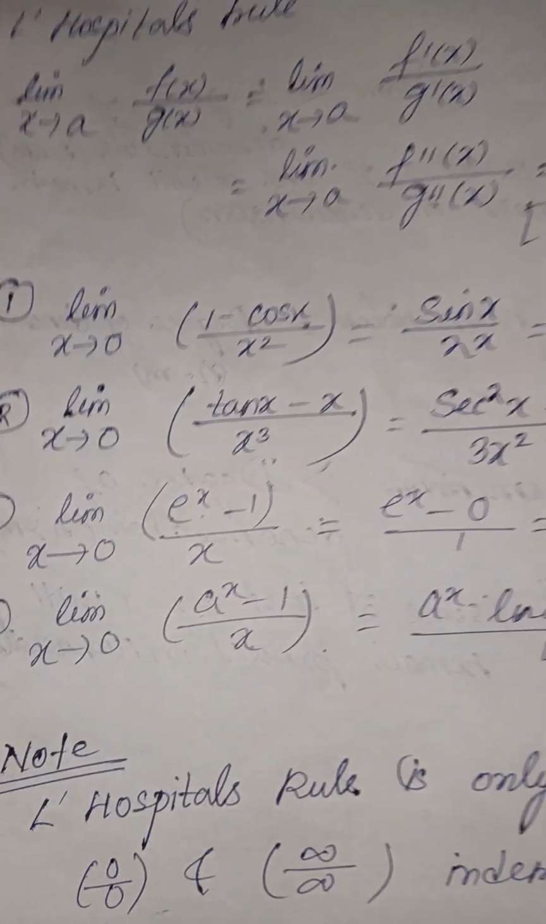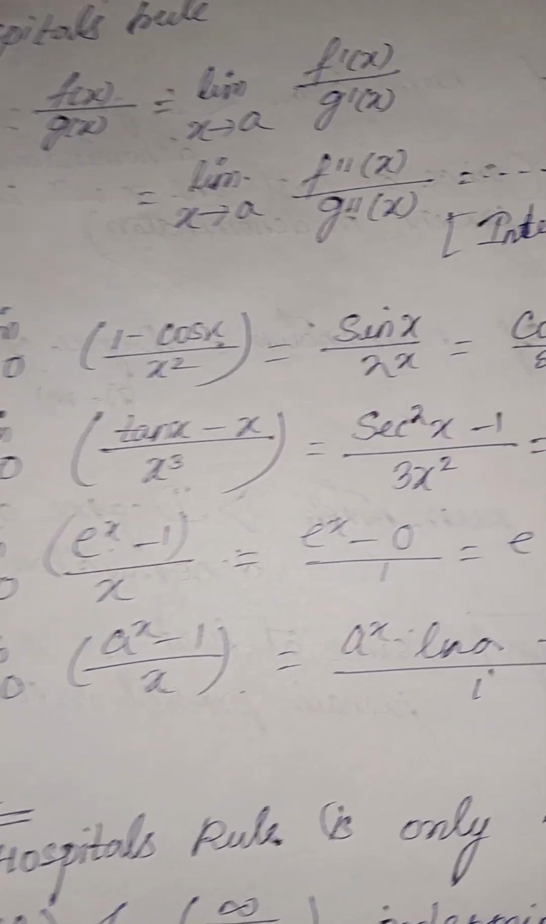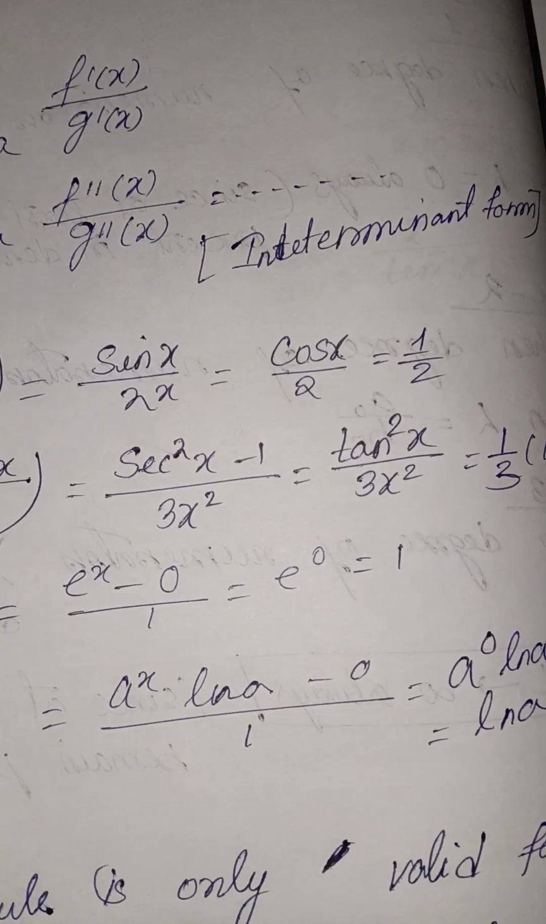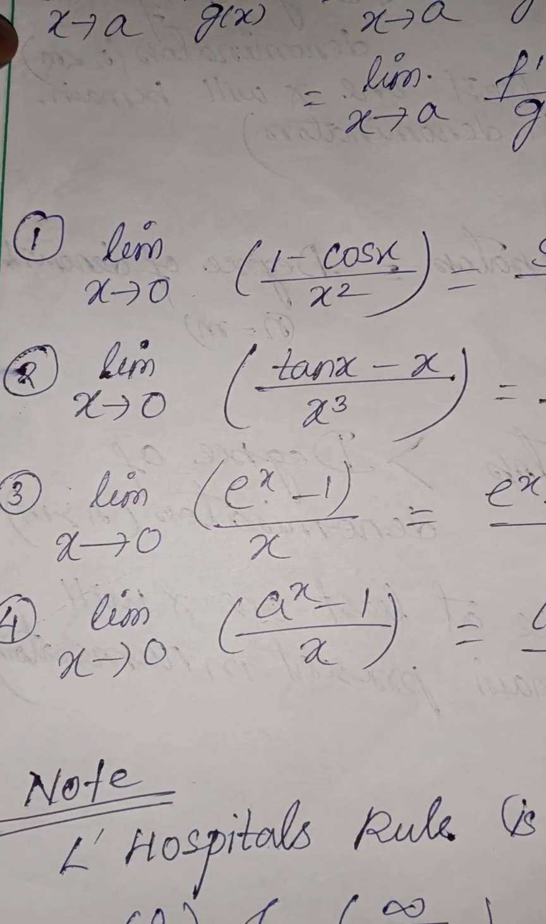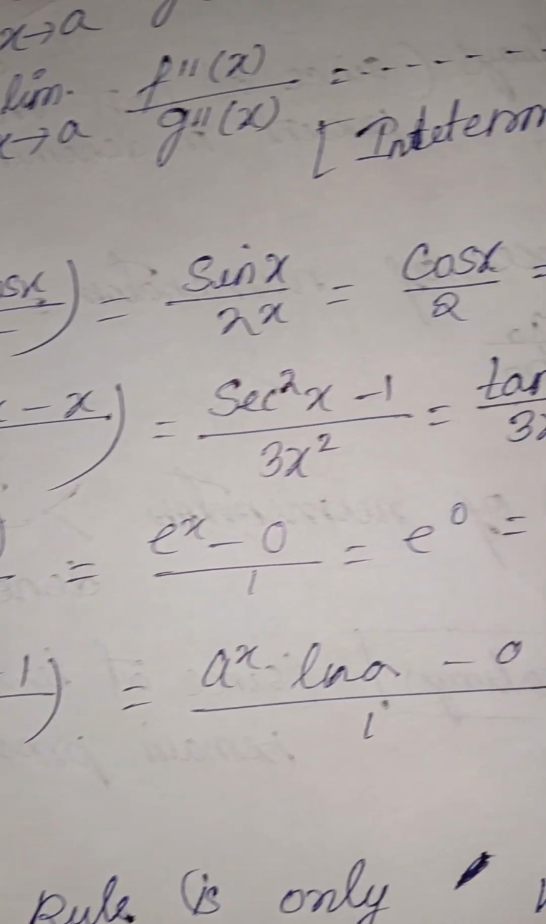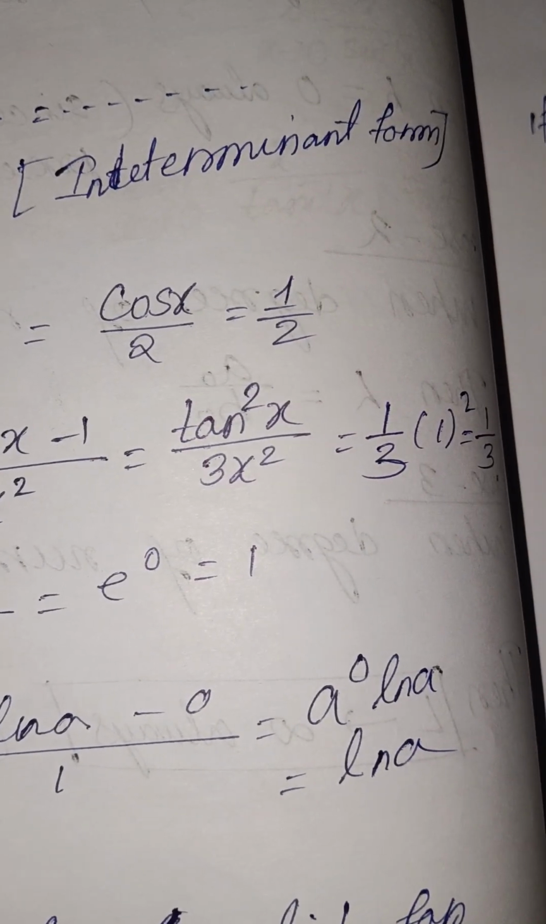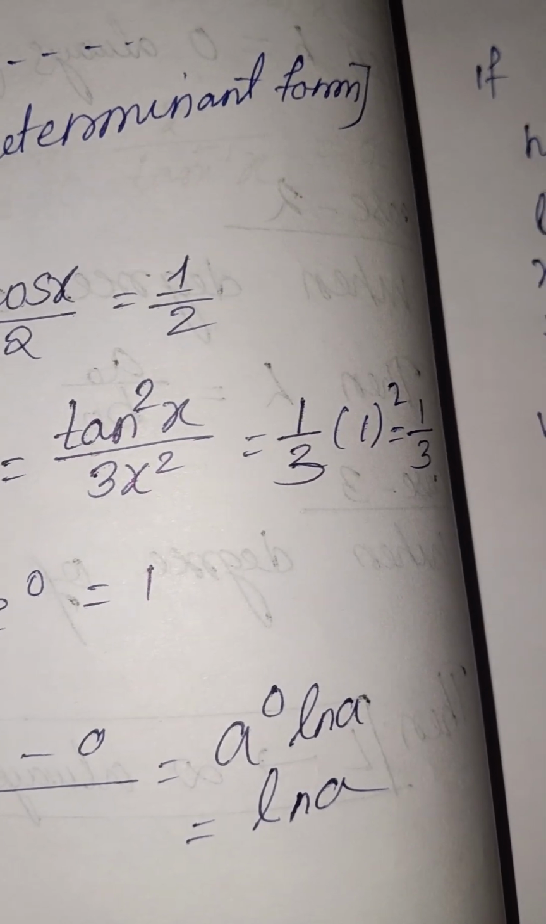Next, some formulas. Like limit x tends to 0, (1 minus cos x) by x square is equal to sin x by 2x is equal to cos x by 2, that is 1 by 2. Next, limit x tends to 0, (tan x minus x) by x cube is equal to sec square x minus 1 by 3x square is equal to tan square x by 3x square is equal to 1 by 3.